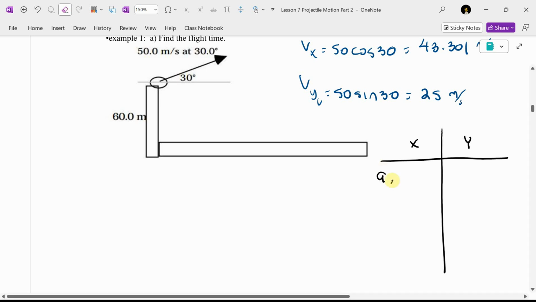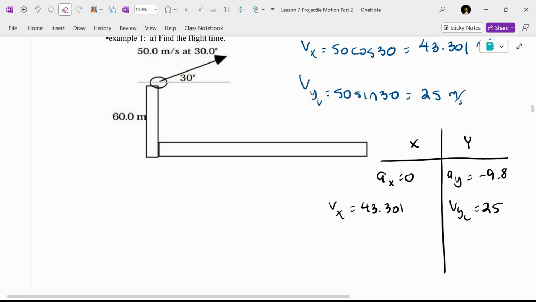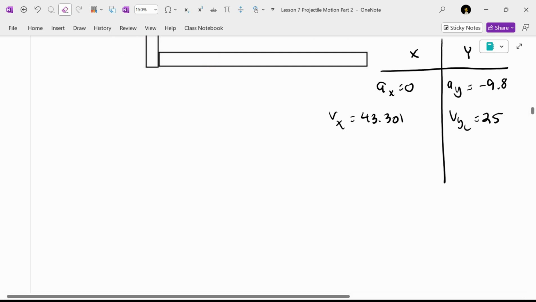AX equals, AY equals, and then the other two I'm going to drop down from my components. VX is 43.301. VY initial is 25. What else do I know from the picture? What number haven't I used yet? So what am I going to write for dy?